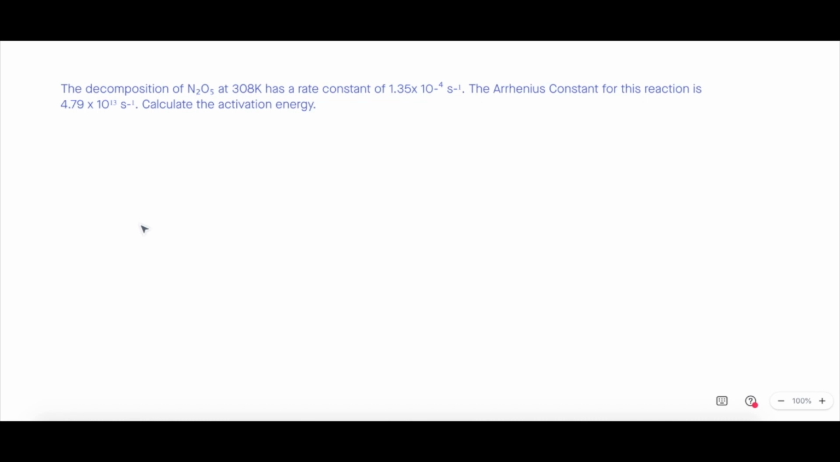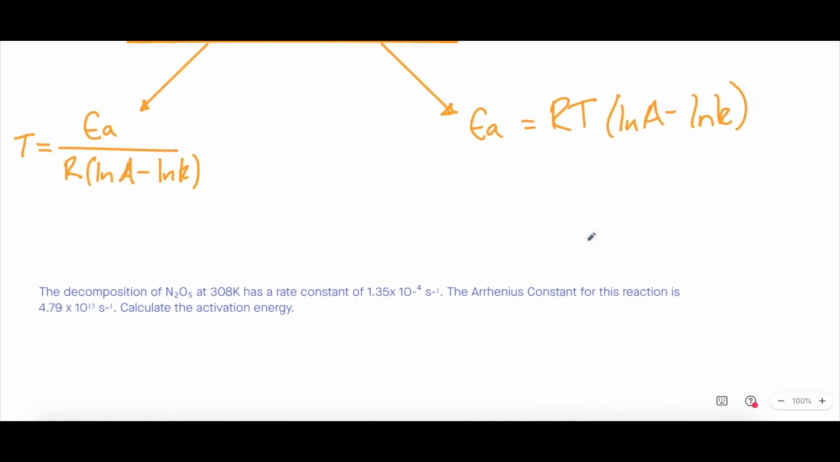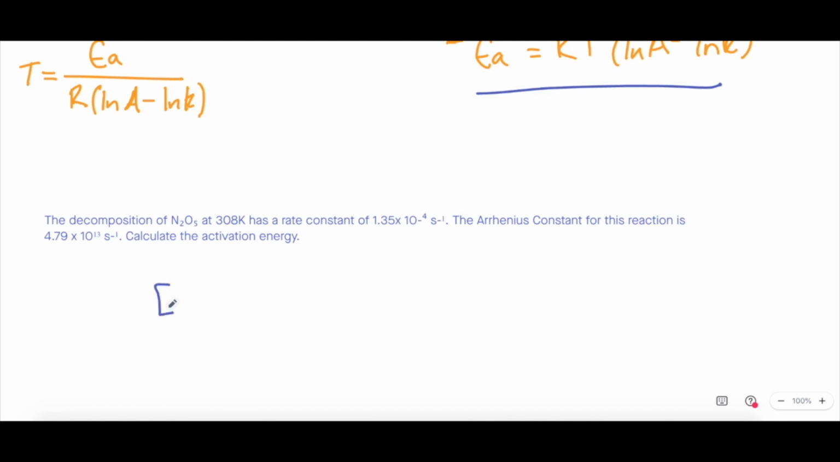Okay, so the decomposition of N2O5 at 308 Kelvin has a rate constant of 1.35 times 10 to the minus 4 seconds to the minus 1. The Arrhenius constant for this reaction is 4.79 times 10 to the 13 seconds to the minus 1. Calculate the activation energy. For this one, because it's asking for activation energy, you're going to use this form of the equation: Ea is equal to RT (ln A minus ln k).